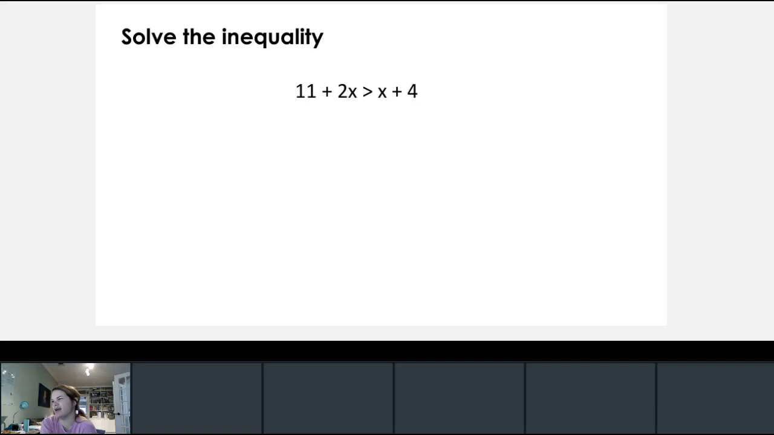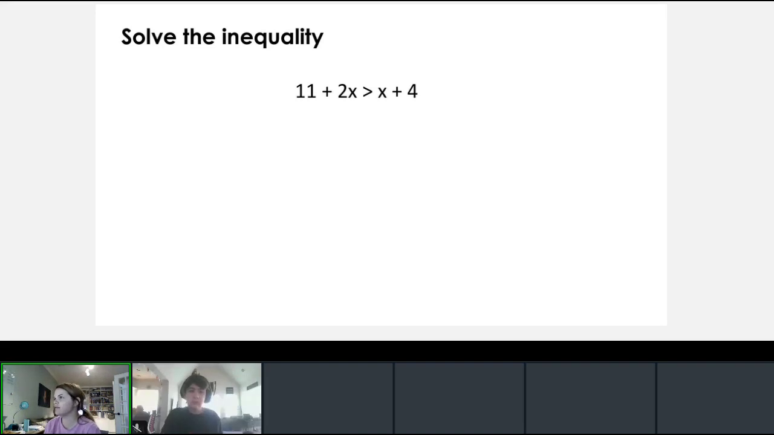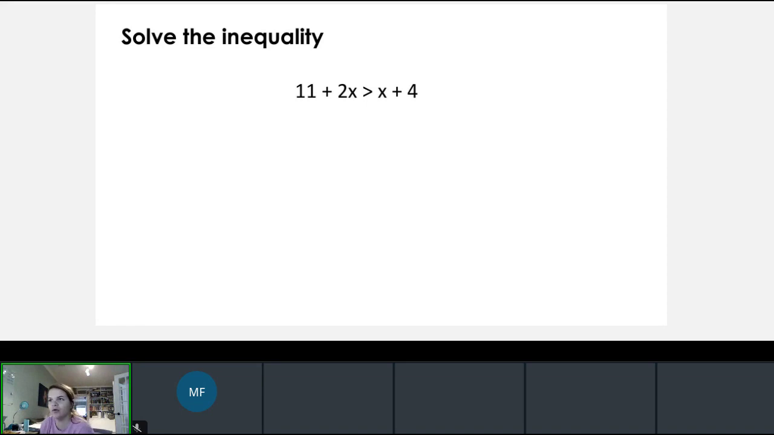Solving inequalities. Okay, thank you for telling me. We'll go over it, and if you feel like you've kind of got a grip on it, just let me know, and we will wrap it up for you to go.